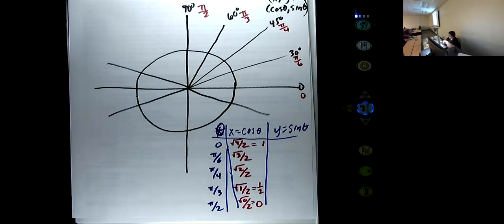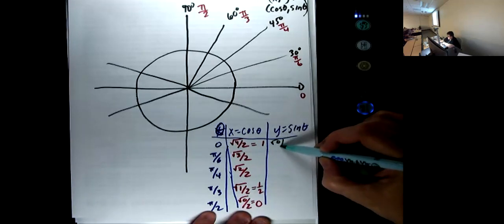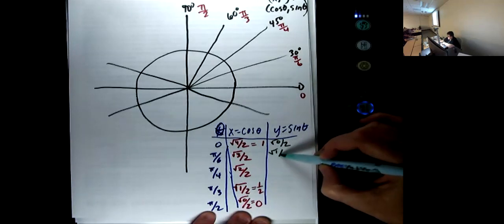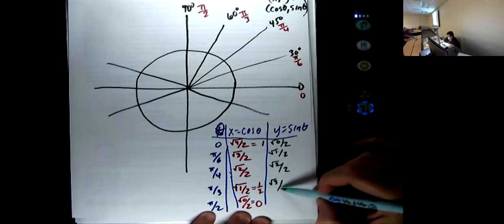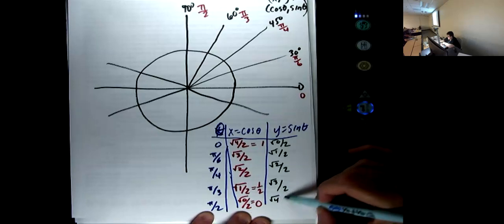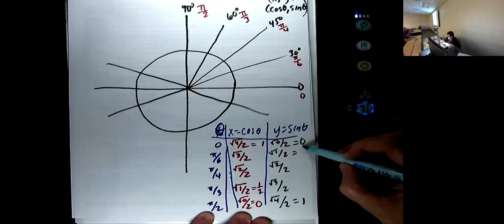Sine theta just flips the order. Square root of 0 over 2, square root of 1 over 2, square root of 2 over 2, square root of 3 over 2, and square root of 4 over 2. So that equals 1, that equals 0, that's 1/2.